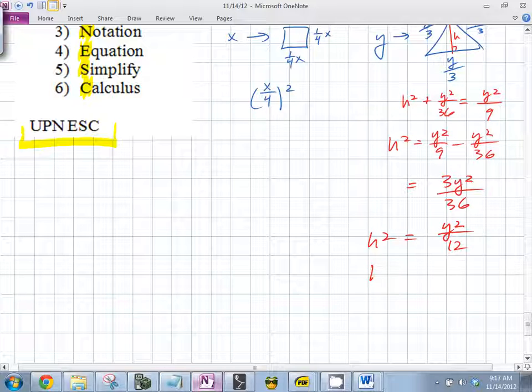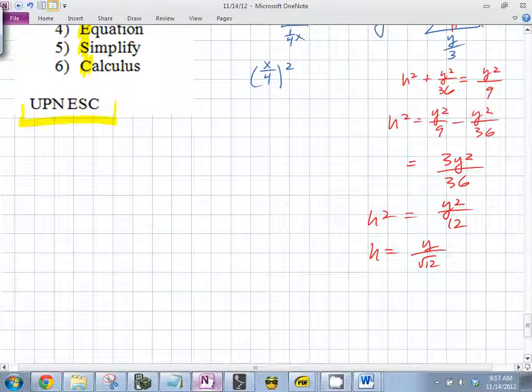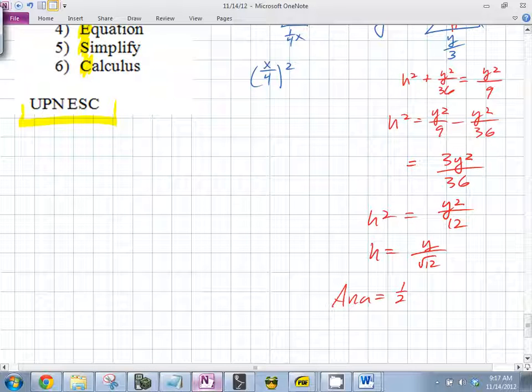1/2. What's the base? Times the y over root 12. So what's the area there going to be? Y squared over what? Y squared over 6 root 12. What is root 12? It's 2 root 3. So what does that equal to? Y squared over 12 root 3. We can leave it like that.